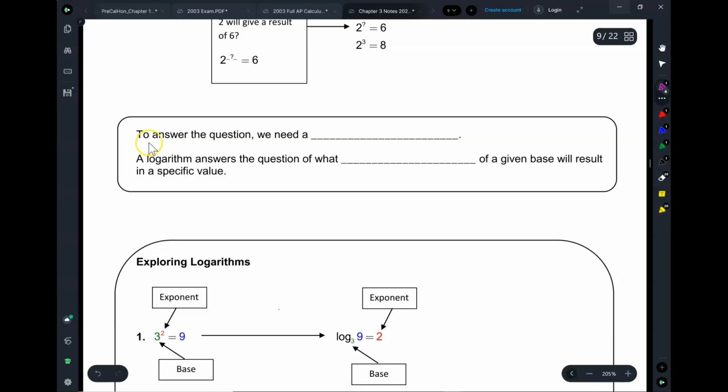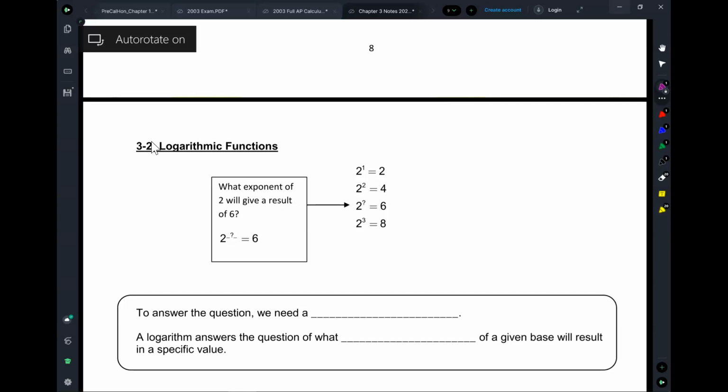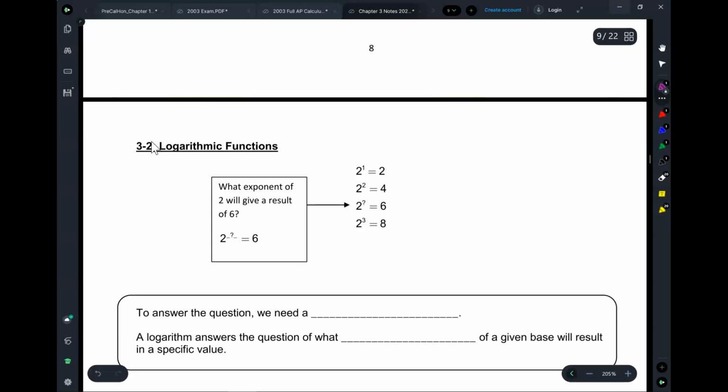Let's see. Okay, so section 2, right? We're going to talk about some logarithms. So take a look here. Just quickly, brief overview, all right?